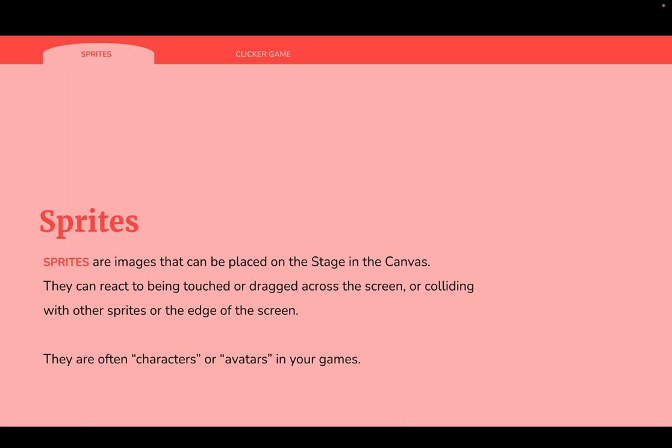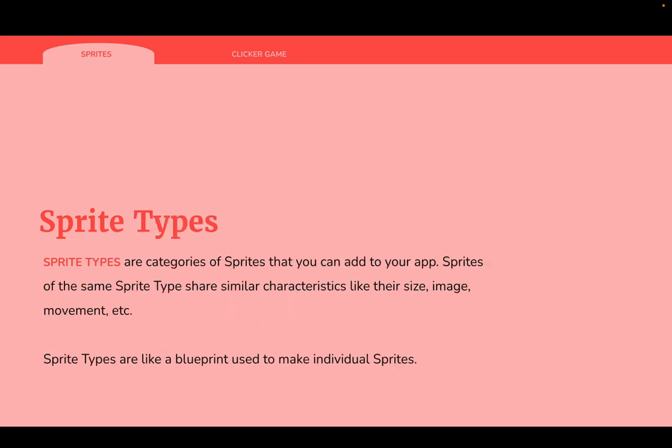Sprites can often be seen as the characters or avatars or even objects that are interactive in your games. And sprites refer to each individual instance of a particular character or object or avatar in your game. But along with this discussion of sprites, we also have something called sprite types. Every sprite in Thunkable has a type, and sprite types are categories of sprites that you can add to your app. And sprites that all belong to the same type have similar or exactly the same characteristics.